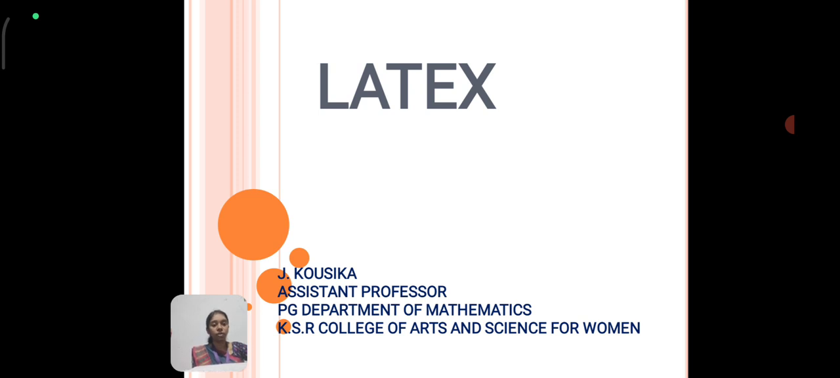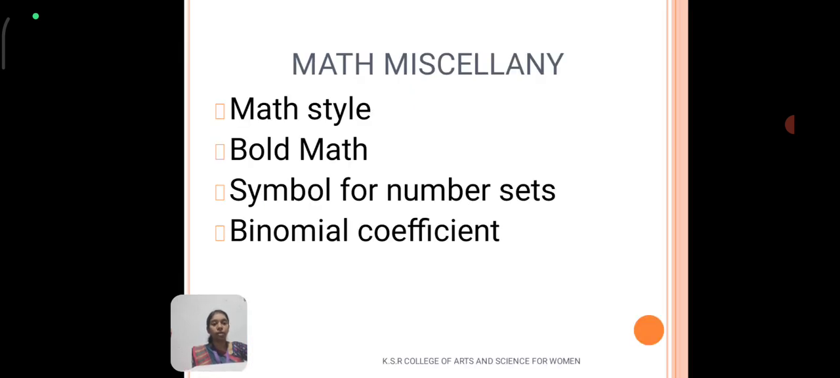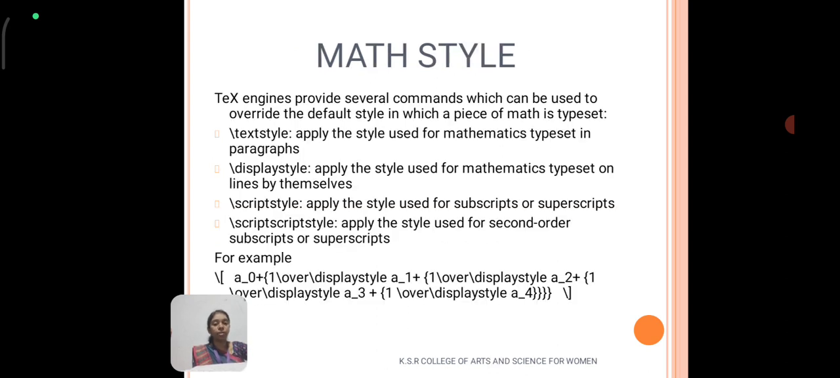Today we are going to discuss math style in mathematics, that is math style, bold math, and blackboard bold for number sets and binomial coefficients. First one is math style. Some expressions are formatted in different styles depending on whether they are part of an inline math expression, that is text style, or contained in a displayed equation as display style. Script style and script script style are also available.